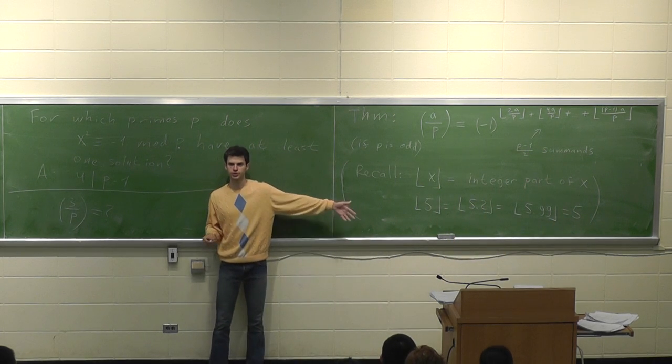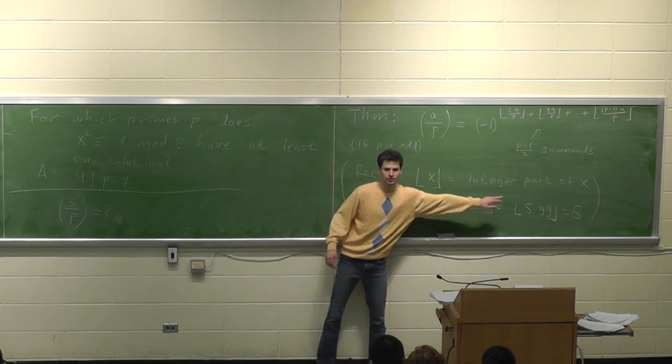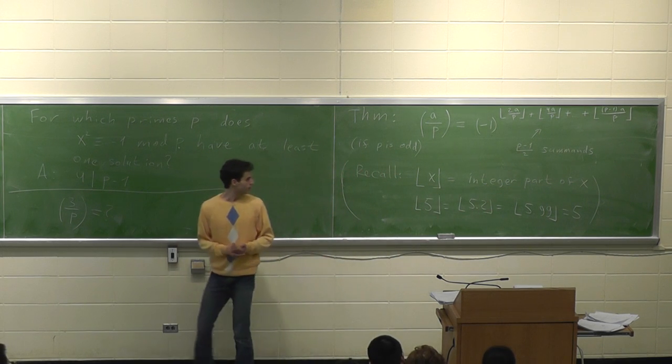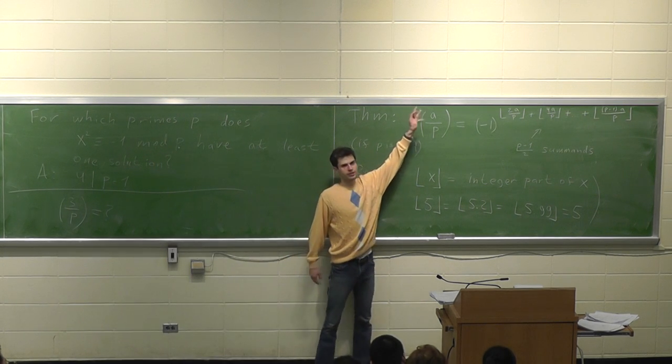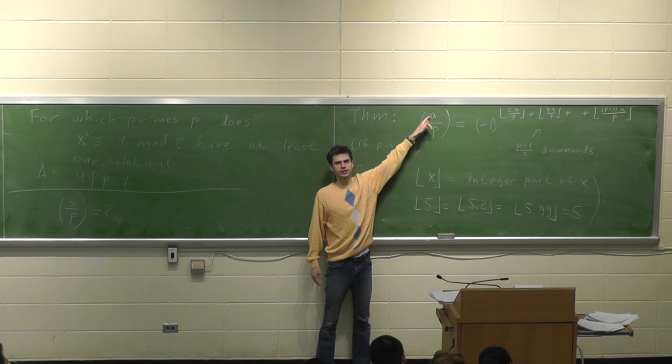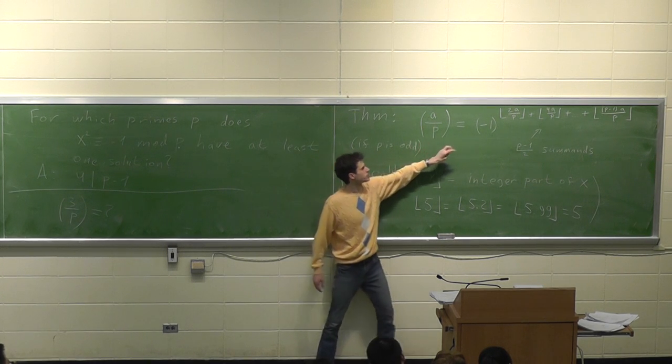So given a real number, you can just disregard everything which comes after the dot. Okay, and here's an answer. To verify whether a is a quadratic residue modulo the prime number p, compute the following sum.